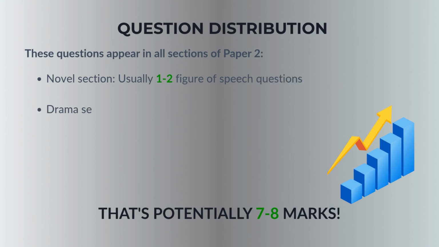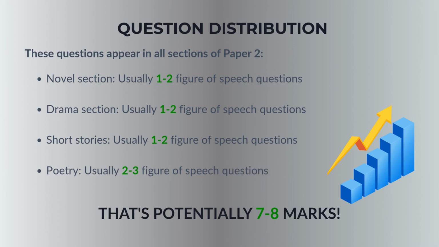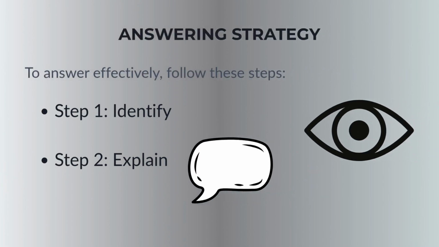These questions appear in all sections of Paper 2. In the novel section, usually 1 to 2 figure of speech questions. In the drama section, usually 1 to 2 figure of speech questions. Short stories, usually 1 to 2 figure of speech questions. And lastly, on poetry, usually 2 to 3 figure of speech questions. That's potentially 7 to 8 marks that depend on this skill alone. Now, let's break down how to approach these questions.